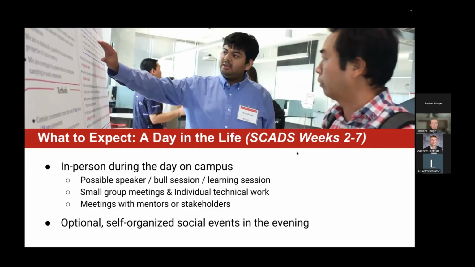Looking a bit more closely at weeks 2 through 7. So what does it look like when you're in that phase of really digging in, getting to do the work of being at SCADS? Our expectations are that most people are in person during the day on campus. We reserve several rooms on campus that have desks set up there, but there are also individual workspaces in the library or in adjacent buildings if you need some focus time, need to get away from the hustle and bustle a little bit.